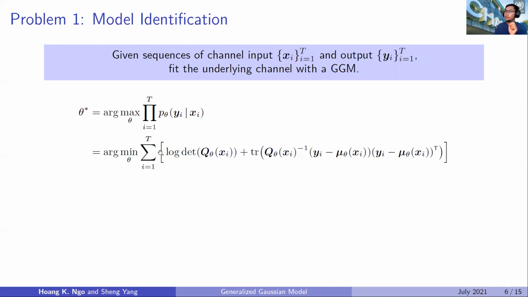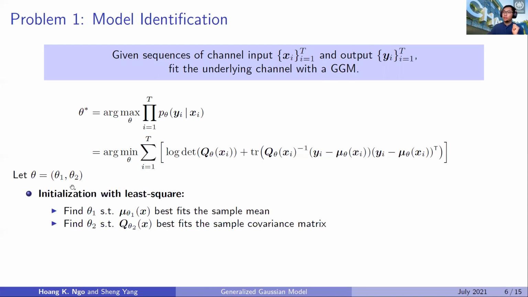Well, the problem is this minimization is non-convex in general. So we propose the following method to solve it. We first assume that the mean and the covariance matrix can be described by a different set of parameters, theta 1 and theta 2. So in the first step, we initialize these parameters with least squares. We first find theta 1 such that the mean at theta 1 best fits the sample mean. And then given that theta 1, we find theta 2 such that the covariance matrix at theta 2 best fits the sample covariance matrix.